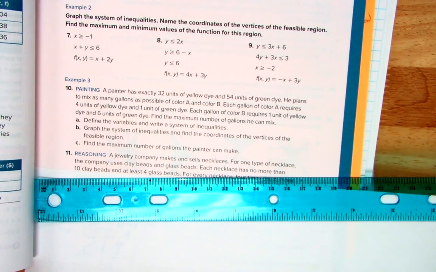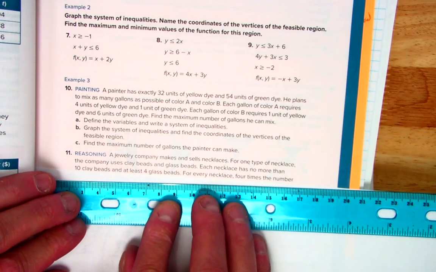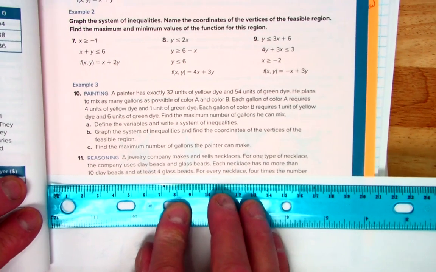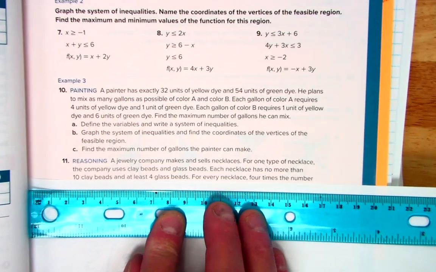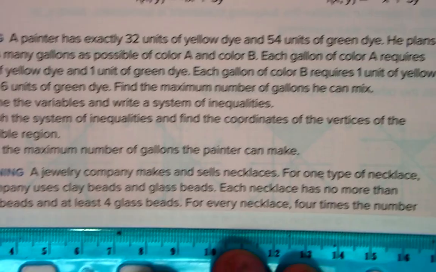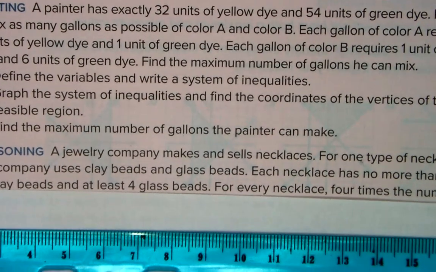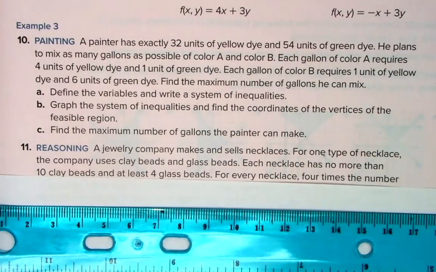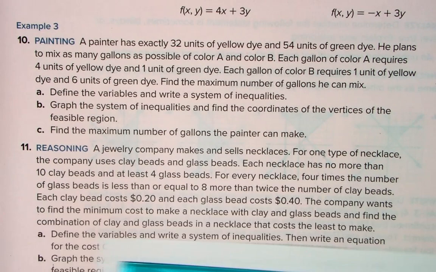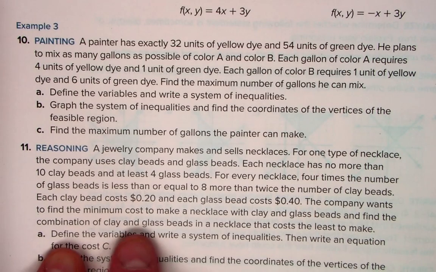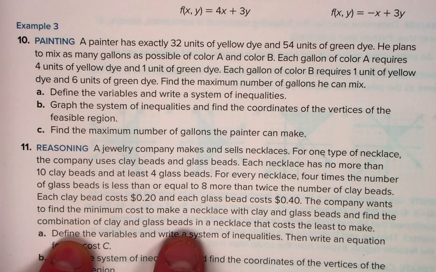Okay? So here's what we're going to do. Like I said, we are working on writing equations for these word problems. Okay? So here's the deal. The first thing we've got to decide is what we're trying to decide, what we're trying to optimize, and what our options are.